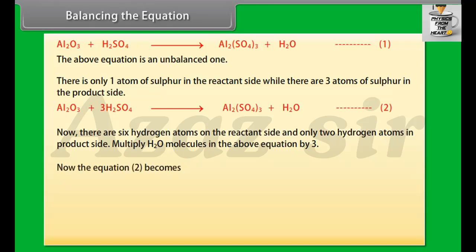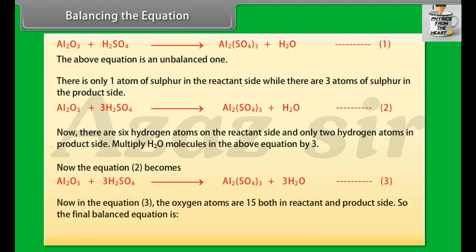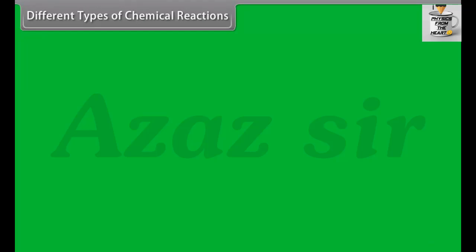Now the equation 2 becomes Al2O3 plus 3H2SO4 gives Al2(SO4)3 plus 3H2O, which is equation 3. Now in equation 3, the oxygen atoms are 15 both in reactant and product side. So the final balanced equation is Al2O3 plus 3H2SO4 gives Al2(SO4)3 plus 3H2O.